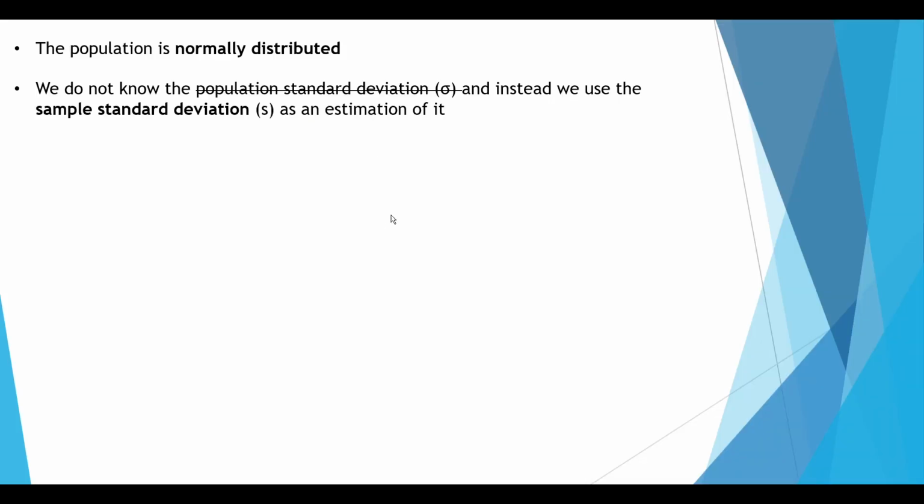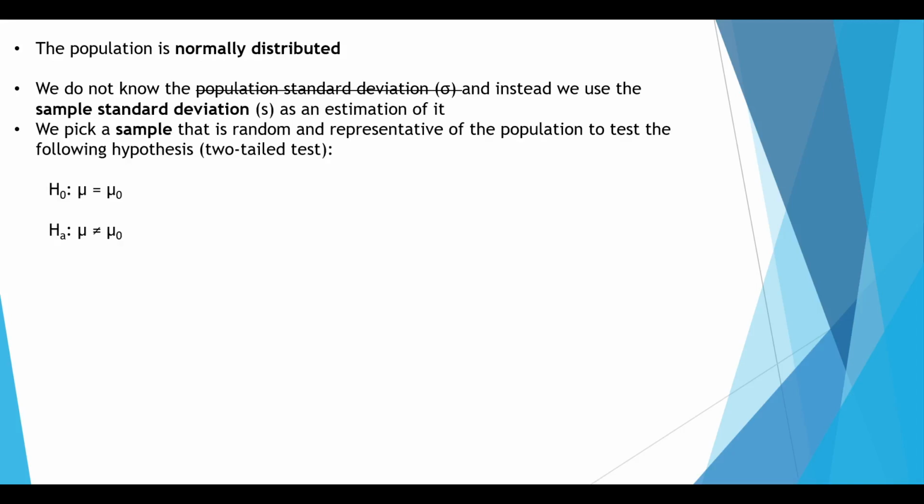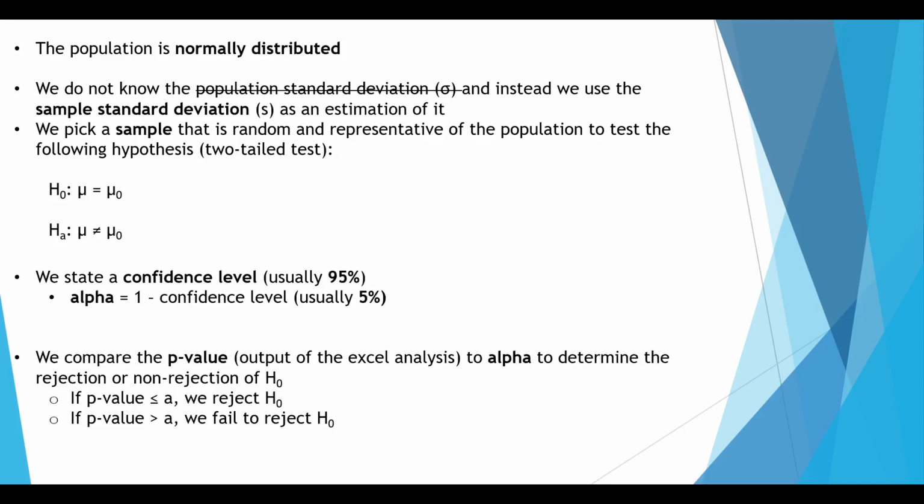First, we will discuss the assumptions behind the t-test. The population has to be normally distributed, and as we do not know the population standard deviation, we will use the sample standard deviation as an estimation of it. We pick a sample that is random and representative of the population and test the following hypothesis, given that we have a two-tailed test. The null hypothesis is that the population mean is equal to a specified value, while the alternate hypothesis is that the population mean is not equal to the same value.